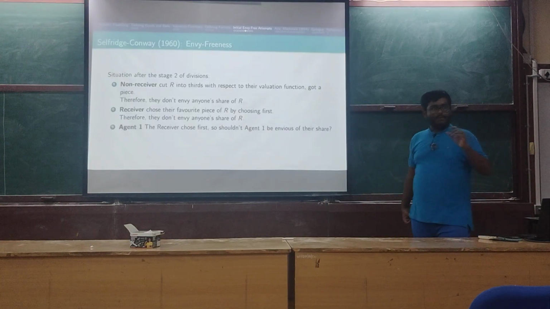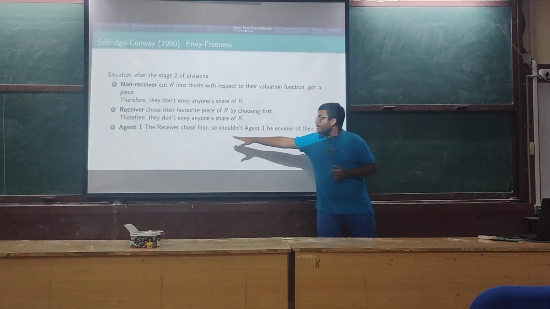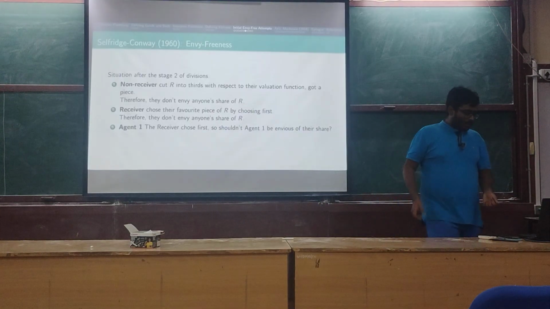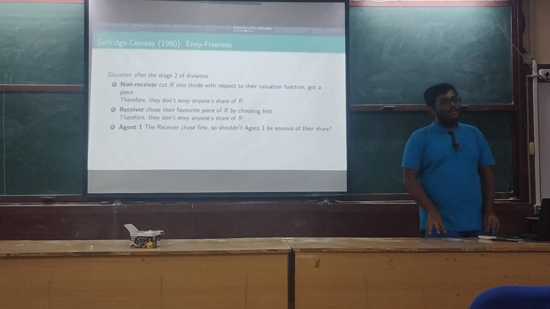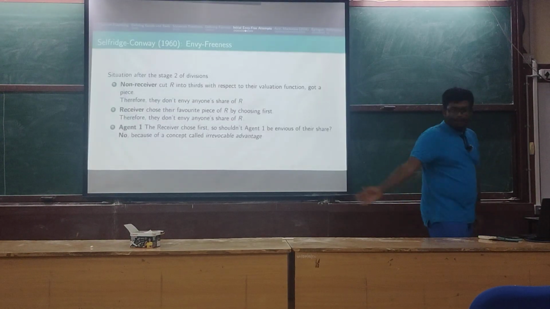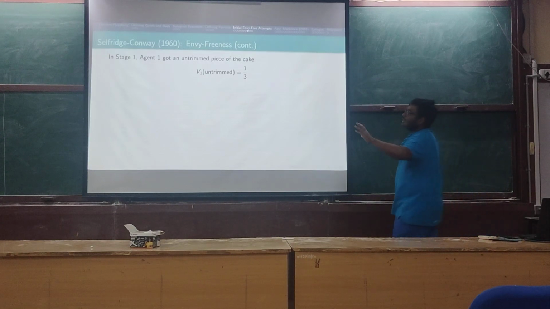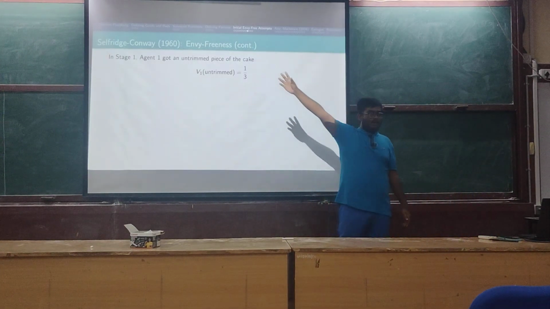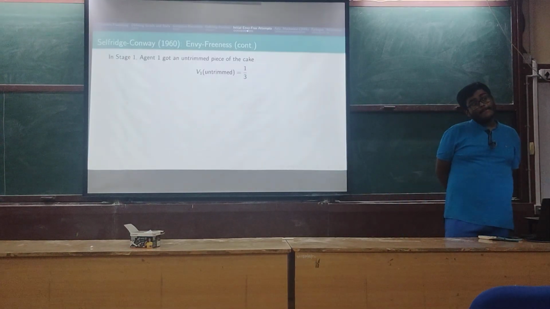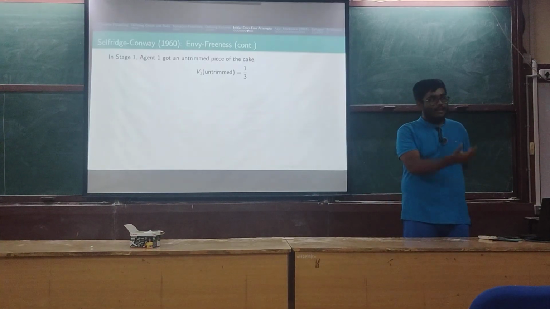However, for agent 1 it becomes a bit more convoluted, because if the receiver chose first, then shouldn't agent 1 be envious of their share? Possibly. So this is exactly where the idea of irrevocable advantage comes into play. Like again, this is written. So in the first stage, agent 1 got an untrimmed piece of cake, which was 1/3. So do they think that the receiver initially got less than 1/3? Yeah, that is exactly the idea.